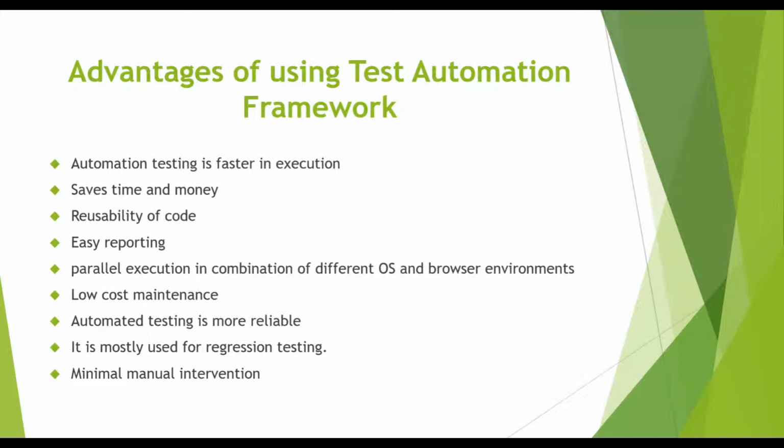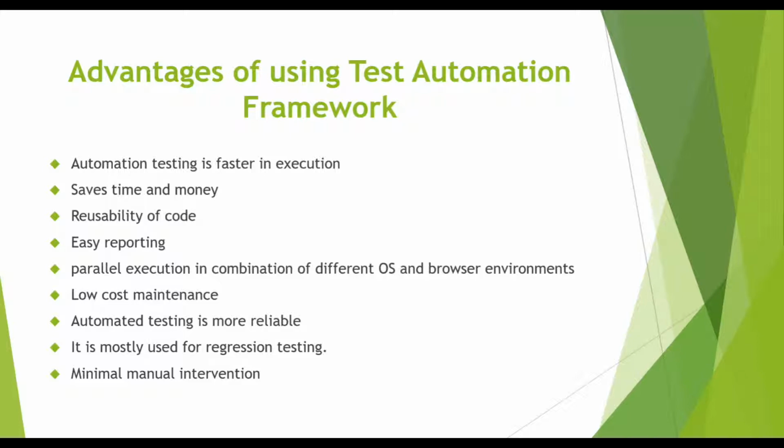The advantages of using a test automation framework are: automation testing is faster in execution; reusability of code, which means create one time and execute multiple times with little or no maintenance; and easy reporting. It generates automatic reports after test execution, like TestNG report and Extent report, so we can easily see the test execution result. Then parallel execution, which is easy for compatibility testing. It enables parallel execution across combinations of different OS and browser environments.